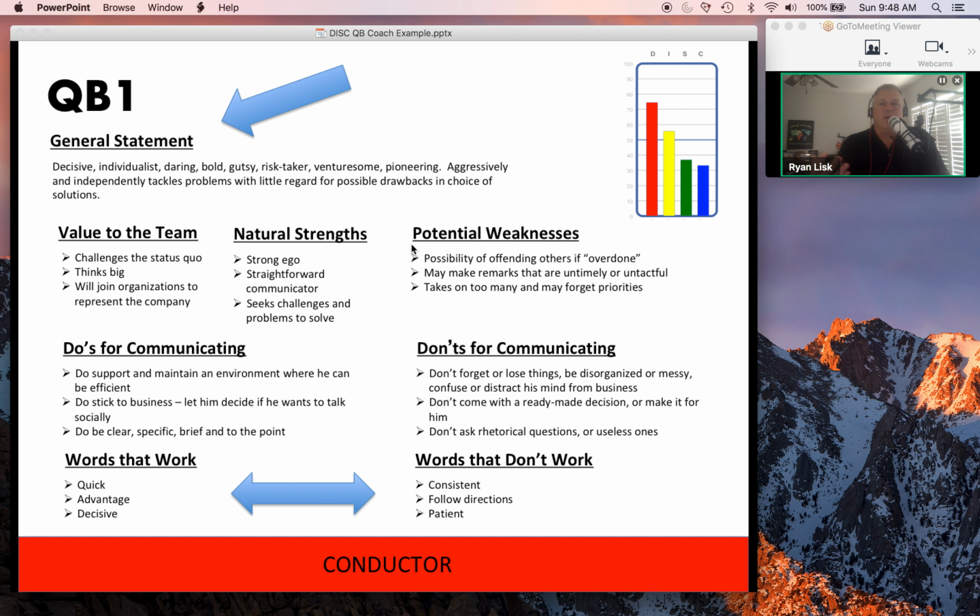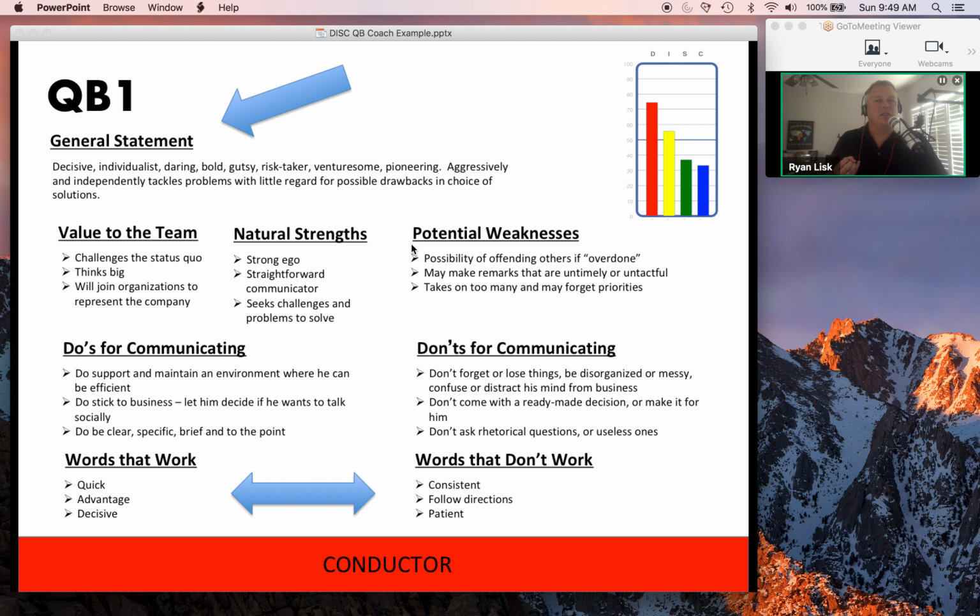If you look at QB1's general statements: decisive, individualist, daring, bold, gutsy, risk-taker, venturesome, pioneering, right? We already get a picture of what that style might look like on the field. Down at the bottom, we're talking words that work: quick, advantage, decisive. Words that don't work: consistent, follow directions, patient. Now, who would use words that work and words that don't work with the quarterback?